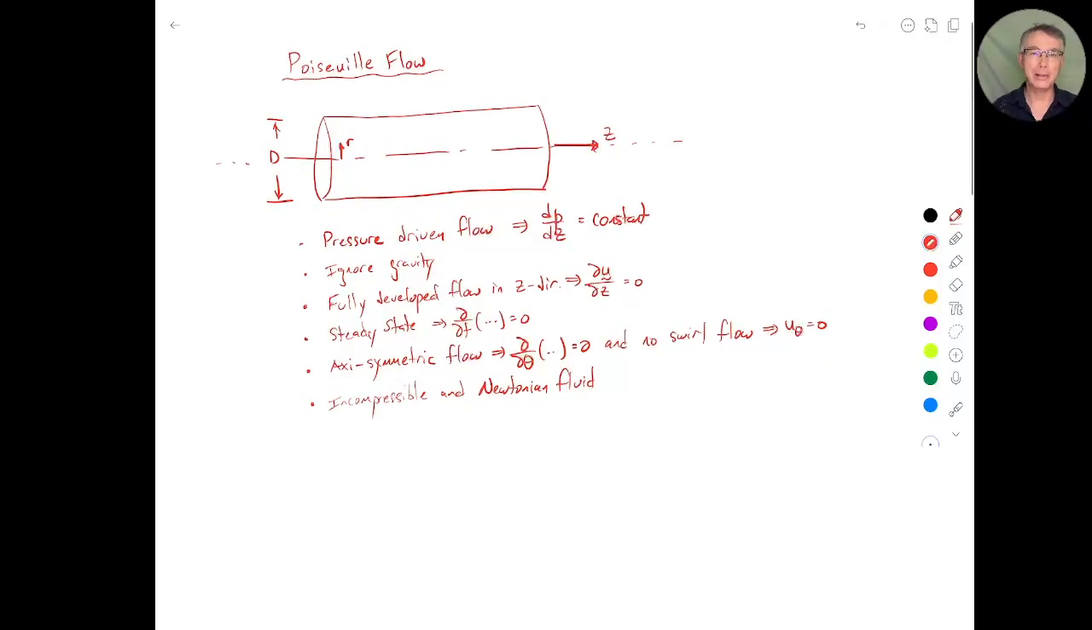The way we're going to analyze this is with a differential control volume. So we're going to look at a small control volume and apply conservation of mass and the linear momentum equation to that. And then using those expressions, we'll derive what the actual velocity profile will look like. Okay, so that's the plan. We're using a differential control volume to derive the velocity profile.